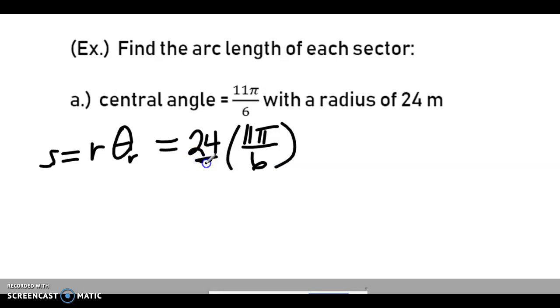24 is the same as 24 over 1. So 6 goes into 24 4 times. So we can reduce that. That gives us 1. Here we have 4. And that would give us 44 pi meters. So there's the first form for the length of our arc for that sector.